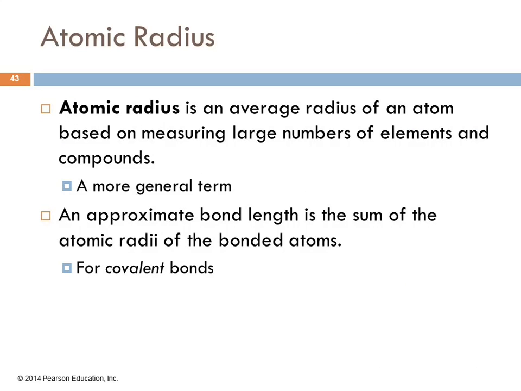So what we're going to use is the term atomic radius, just an average atomic radius based on measuring large numbers of elements and compounds, just kind of a general term. And when we talk about bond lengths for covalent bonds, we can approximate them by just adding the atomic radii of the bonded atoms. So just, kind of as an example here.